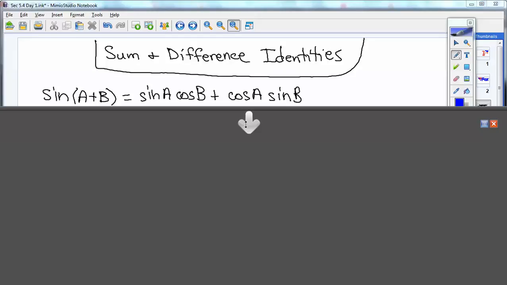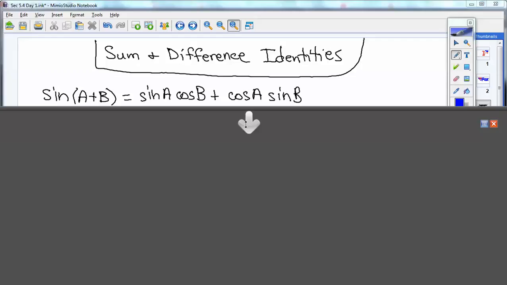Now you don't have to use A and B here. The cheat sheet I have for you uses alpha and beta, the Greek letters. The book uses U and V. It doesn't matter. You can use X and Y. Bottom line is, if you have an addition in there, sine of A plus B, you can write that as sine A cosine B plus cosine A sine B.